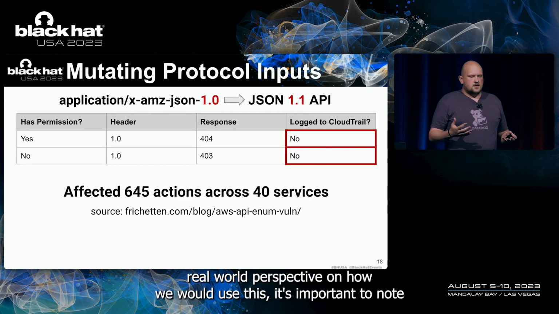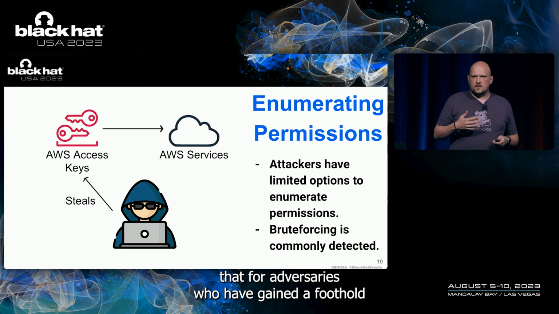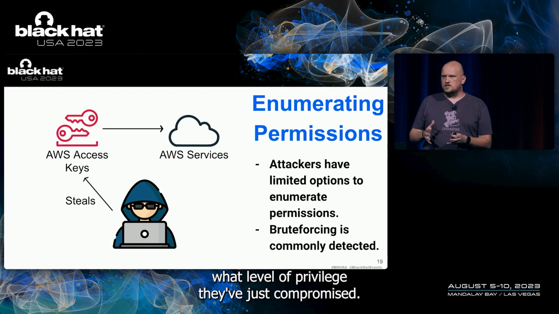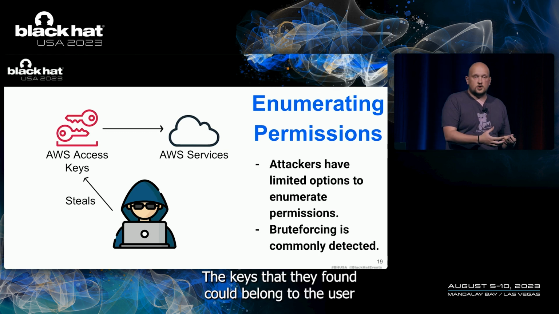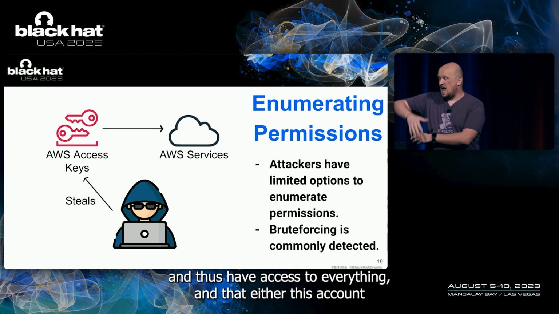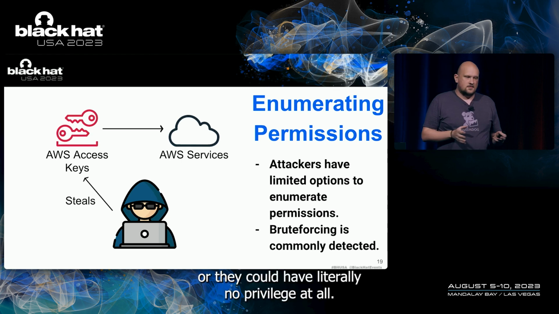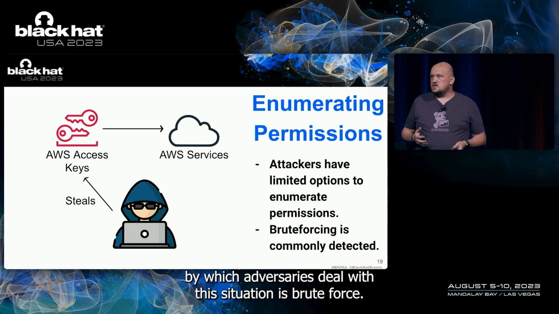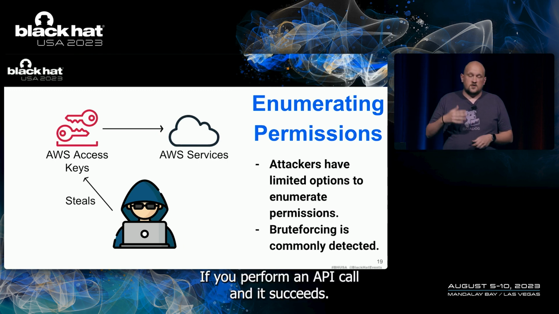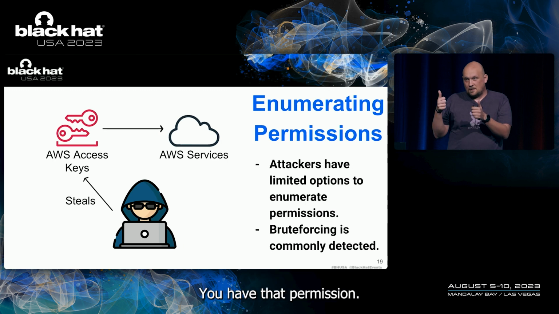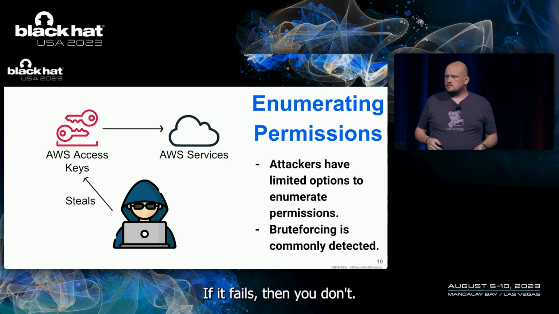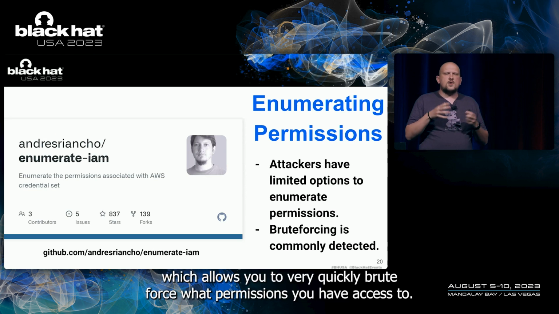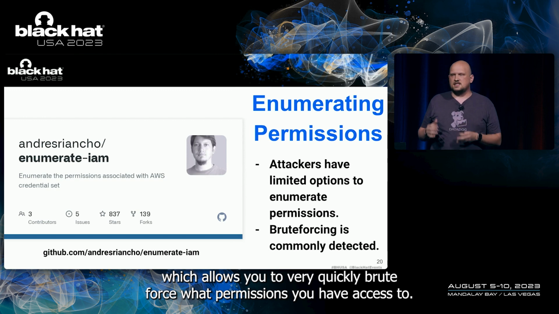Now, for a real-world perspective on how we would use this, it's important to note that for adversaries who have gained a foothold in an AWS account, they often have no way of knowing what level of privilege they've just compromised. The keys that they found could belong to the root user and thus have access to everything in that AWS account. Or they could have literally no privilege at all. And so a common method by which adversaries deal with this situation is brute force. Try and see what works. If you perform an API call and it succeeds, you have that permission. If it fails, then you don't. And there's even a handy tool to automate this for you called enumerate-iam, which allows you to very quickly brute force what permissions you have access to.